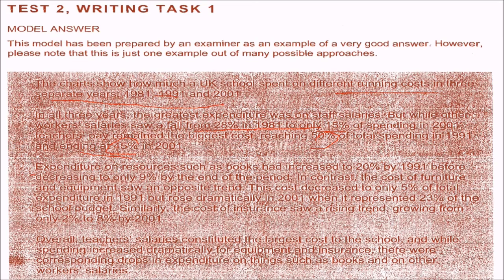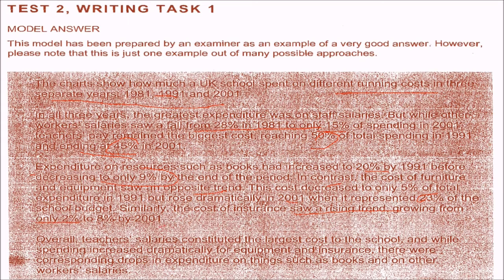The expenditure on resources such as books has increased to 20% by 1991 before decreasing to only 9% by the end of the period. In contrast, the cost of furniture and equipment saw an opposite trend. This cost decreased to only 5% of total expenditure in 1991 but rose dramatically in 2001 when it represented 23% of the school budget. Similarly, the cost of insurance saw a rising trend, going from only 2 to 8% by 2001.